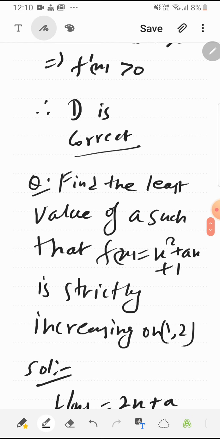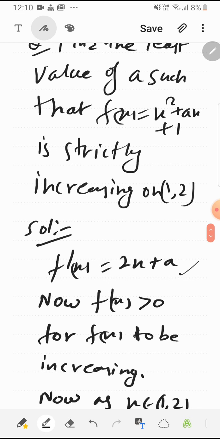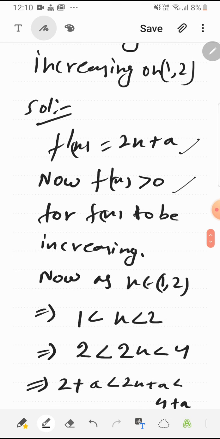Next is again a very interesting question. Find the least value of a such that f of x is equal to x square plus ax plus 1 is strictly increasing on the open interval 1 to 2. Now its derivative is 2x plus a. First thing, we find its derivative. Now I want its derivative to be positive. Also x belongs to 1 comma 2, that means 1 less than x less than 2.